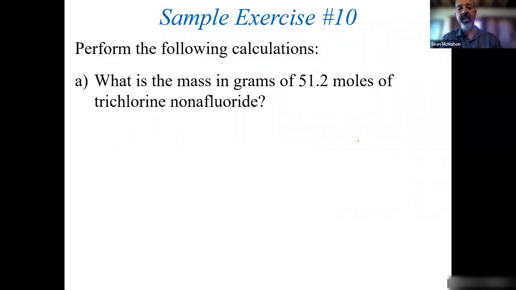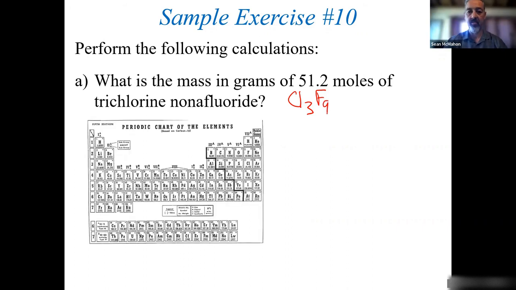So what is the mass in grams of 51.2 moles of trichlorine nonafluoride? So the first thing you've got to do is figure out what is the formula of trichlorine nonafluoride. So tri means 3, so there's 3 chlorines. Nona means 9, so there's 9 fluorines. So now that I know the formula, I have to go to the periodic table for chlorine and fluorine. The molar mass totals to 277.35 grams of trichlorine nonafluoride in 1 mole.